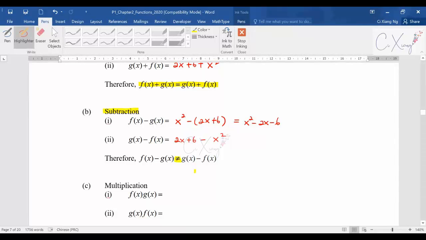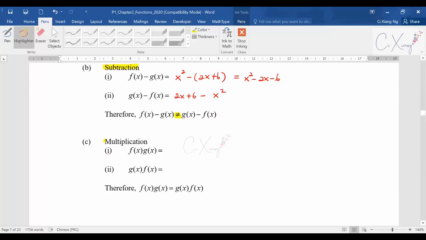So the idea is the same as what we have for the number system. Next, let's continue with multiplication. When you multiply f(x) with g(x), you have x squared multiplied by 2x + 6, and therefore you have 2x cubed + 6x squared. The same thing happens if you take g(x) multiplied by f(x); if you expand everything, you will see the answer is also the same. So f times g equals g times f.